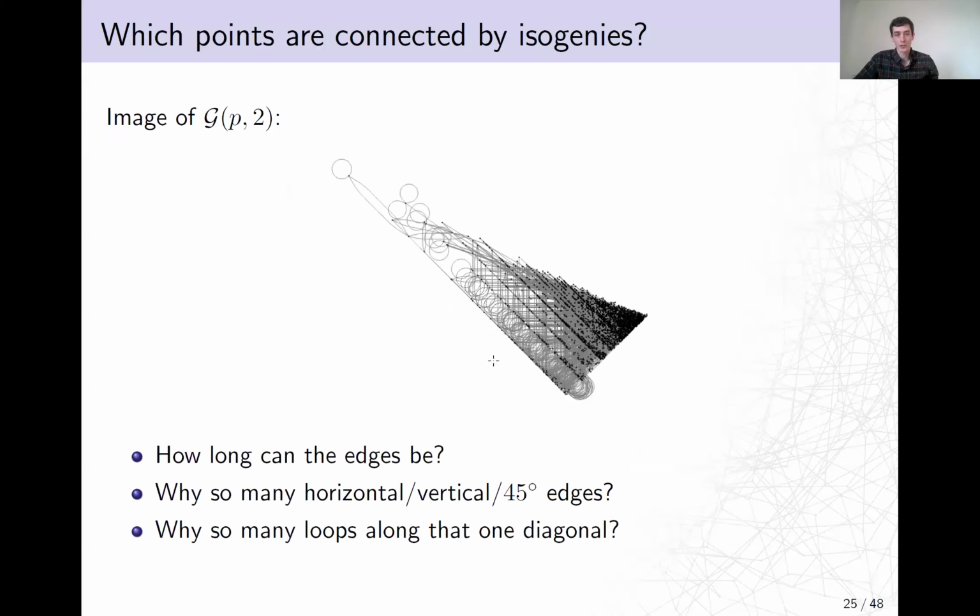And so a few questions that we're going to explore are: how long can these edges be? Why are there so many edges of particular shapes? What do these correspond to? What is the meaning of these edges?